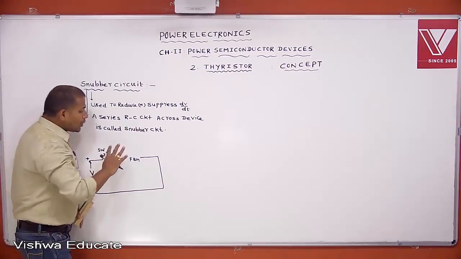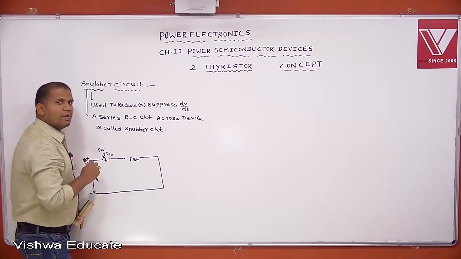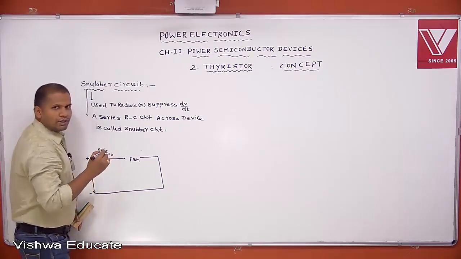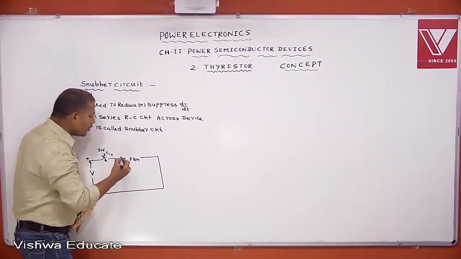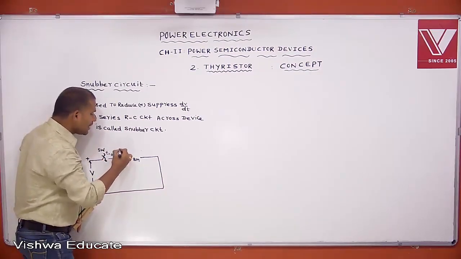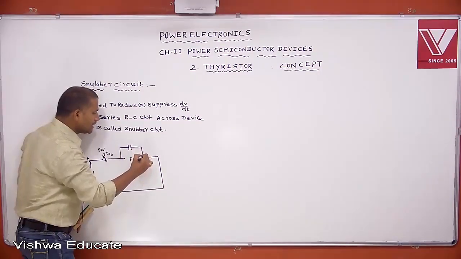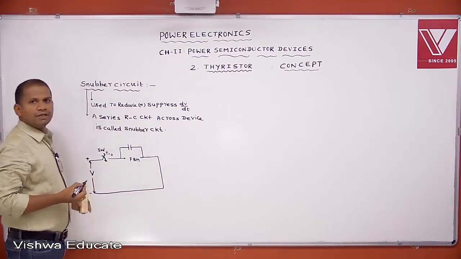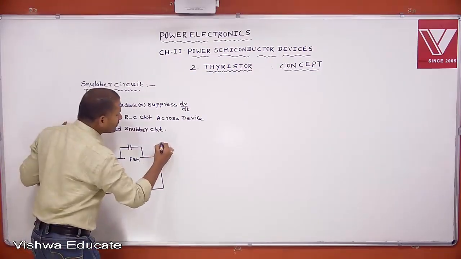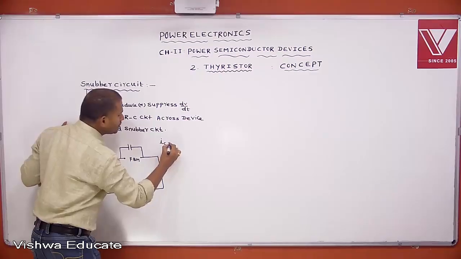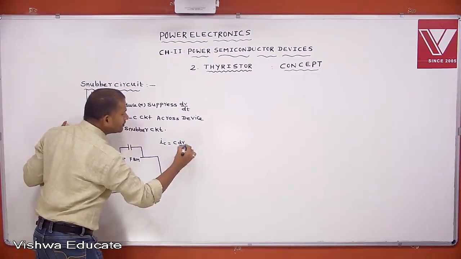Now, we want to protect this device from sudden change of voltages. For that, no doubt at all, to protect the thyristor from sudden change of voltages, a single capacitor is enough. We know the property of capacitor. We can define the current through the capacitor, IC equal to C into dV by dt.